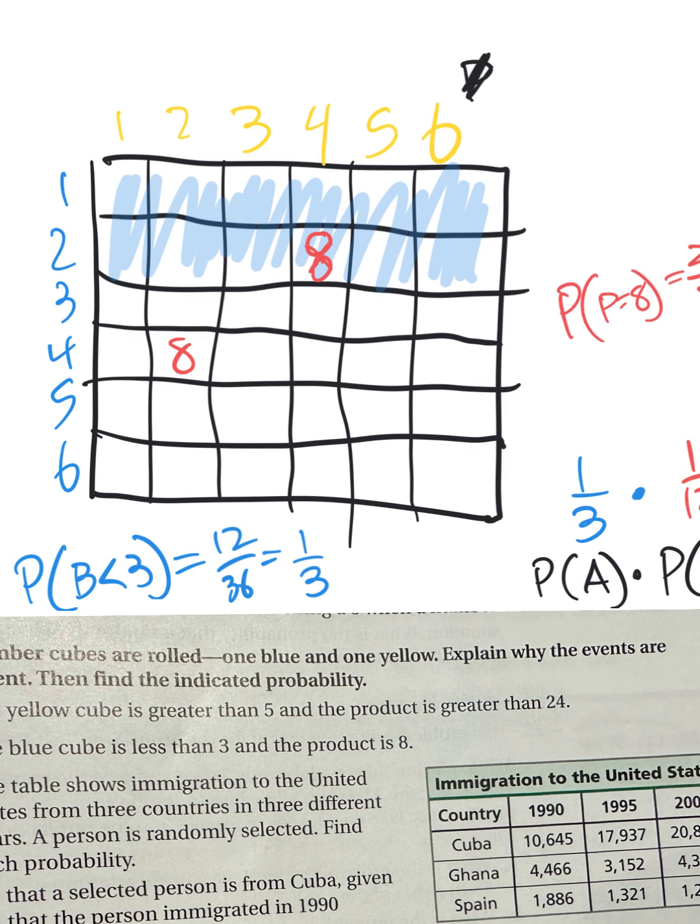And that's the correct answer, because look, there was only one space, maybe do a different color, one space where the blue was less than 3 and the product was 8. Yeah, there's another time when the product is 8, but that doesn't consider the event A already happening. So maybe the chart helps you figure out the answer. This is the formula way to do it. I hope that helps you figure that out.